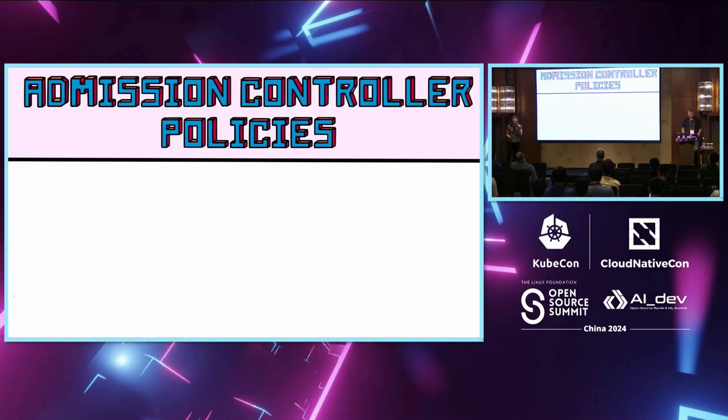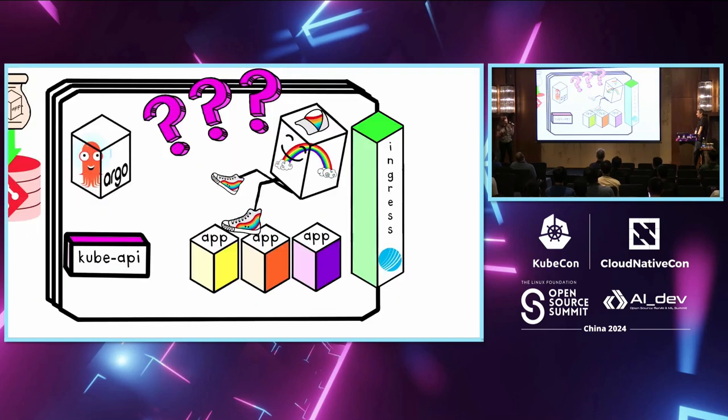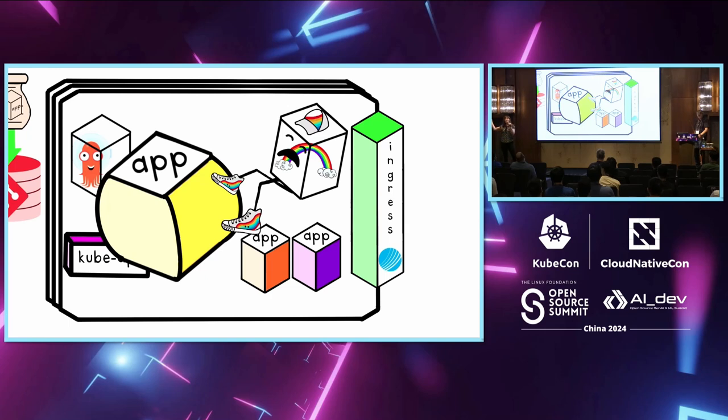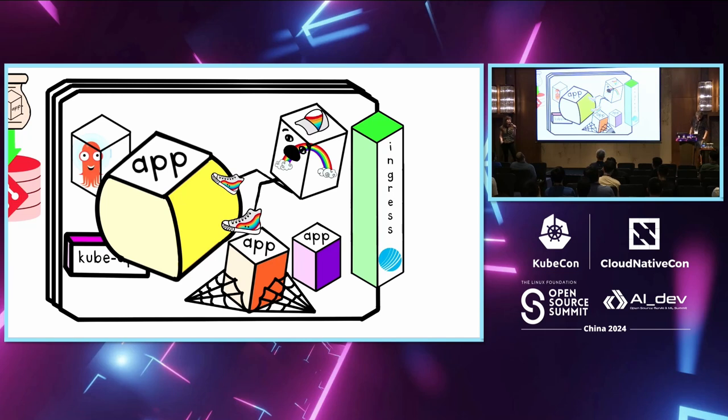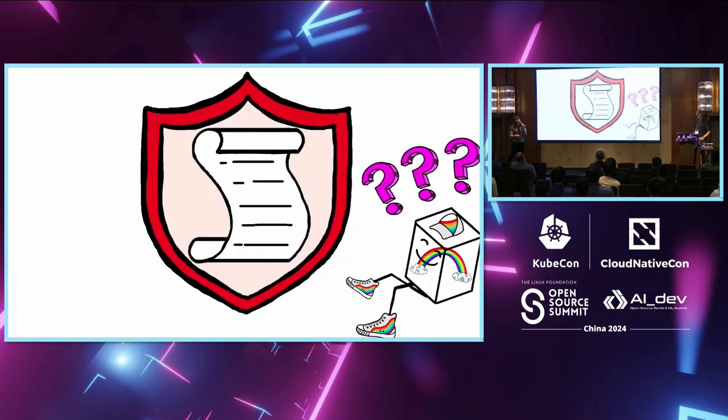So first up, let's talk about admission controller policies or cluster level policies. We're going to think about Kyverno, OPA Gatekeeper, and Kubewarden. But before we jump in, what is cluster level policy or admission controller policy? As things stand in the cluster, bad things can happen. Our apps can become bloated and use way too many resources, or they might run outdated versions of software, or they might be pulling images from untrusted container registries. So we can add policy to help with this.